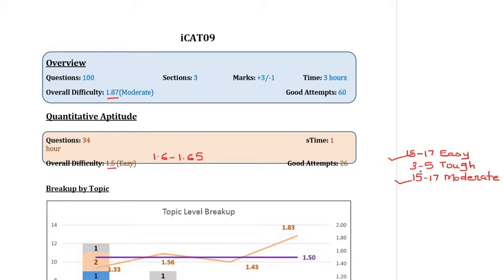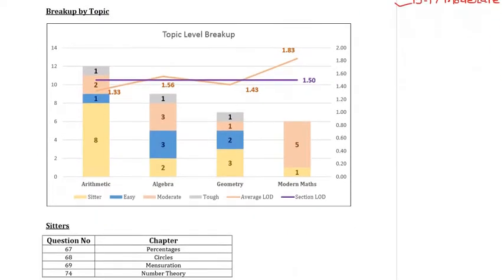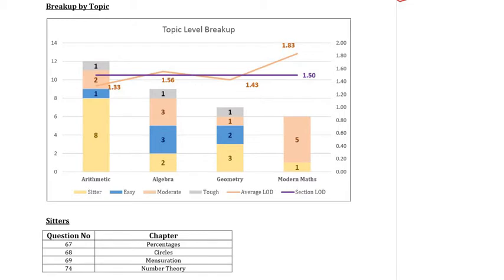Let's have a look at the actual breakup of this section before we decide how many questions were to be attempted. Now, luckily in quant, as we said, the questions can be clearly divided into 4 parts: arithmetic, algebra, geometry and modern math. So you can look at each of these sections, analyze each of these areas, analyze your strengths and weaknesses, and then decide which one to attempt.